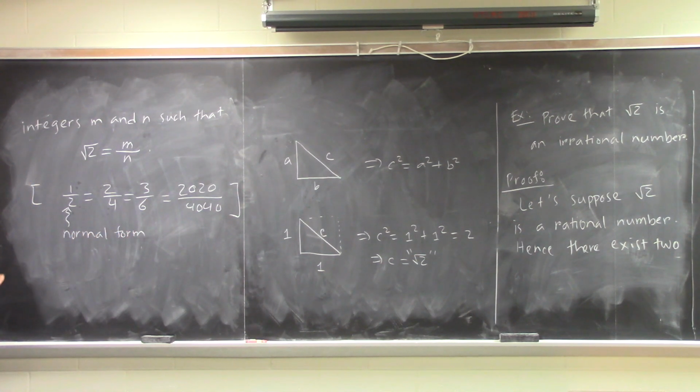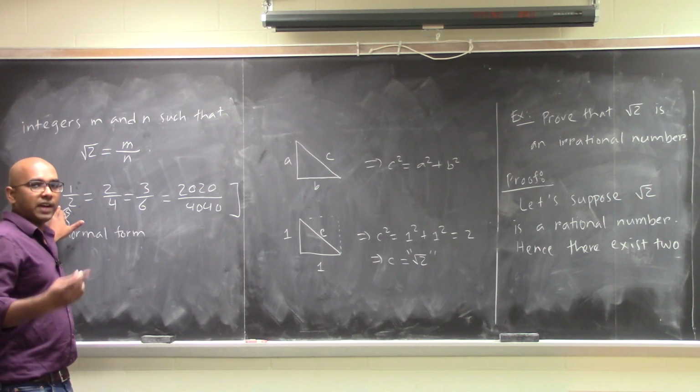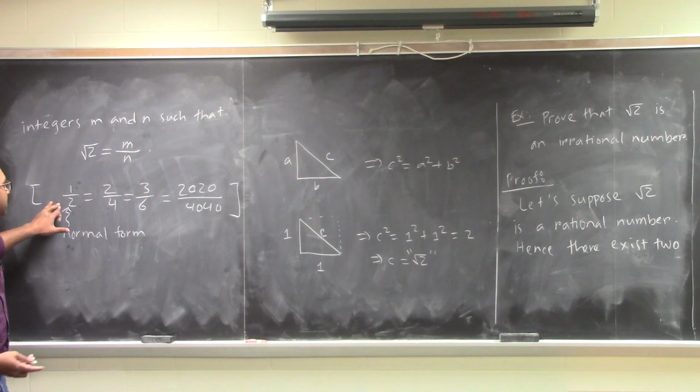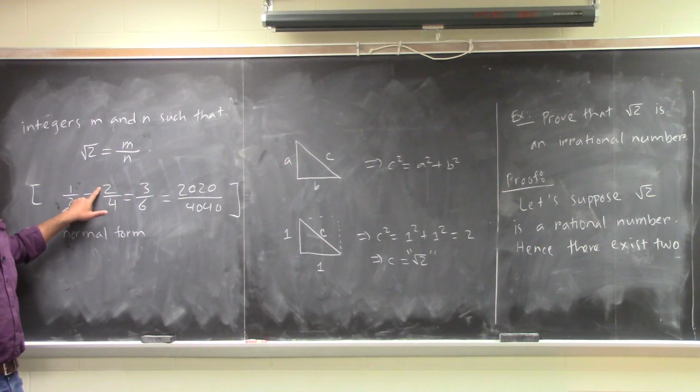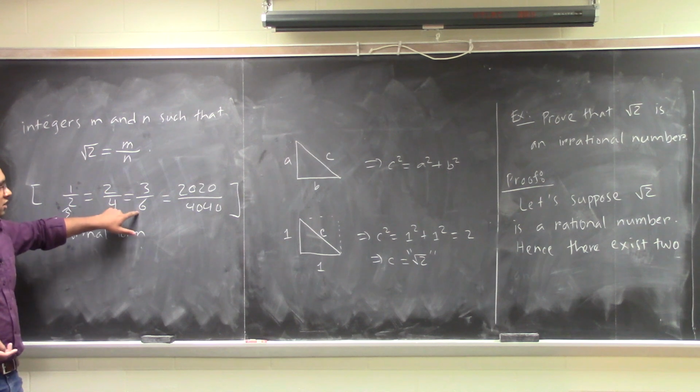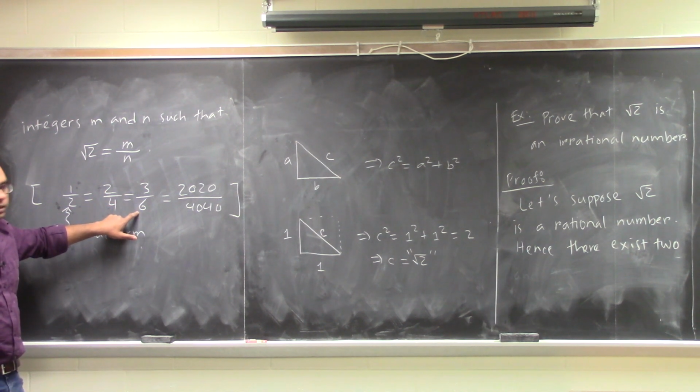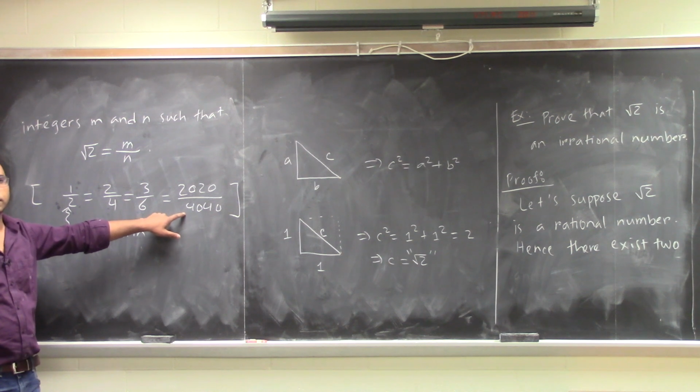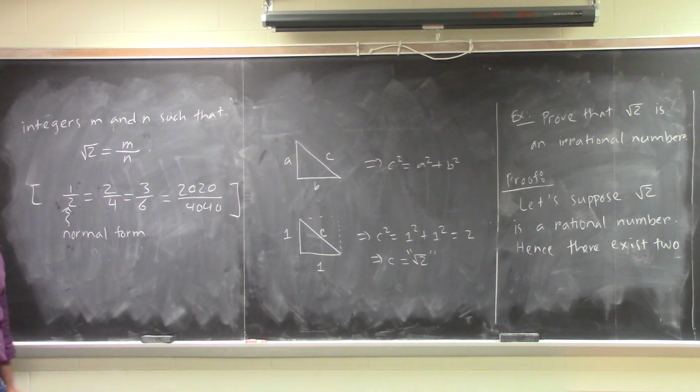Okay. So what does this normal form mean? It means that the numerator and the denominator don't have a common factor. For example, let's take this 2 and 4, right? They both have a common factor of 2. 3 and 6, they both have a common factor of 3. 20/20, 40/40, they both have a common factor of 20, right? So they all mean the same thing, but if you look at this 1 and 2, they don't share any common factor, right? Except possibly 1, but 1 is a common factor for every number, so that doesn't count.